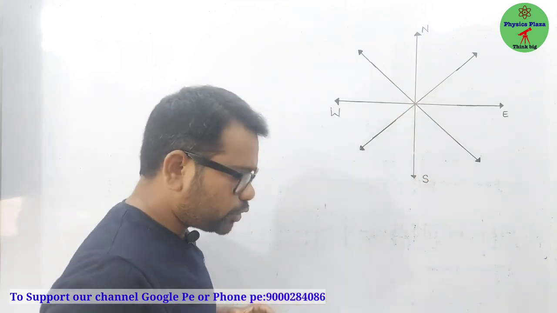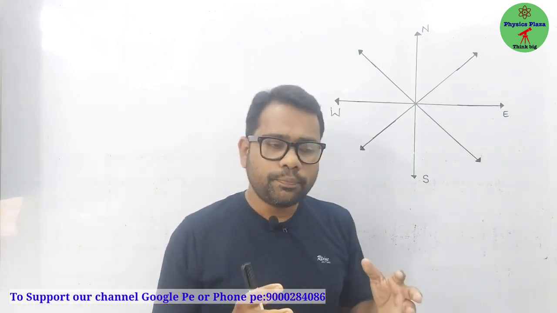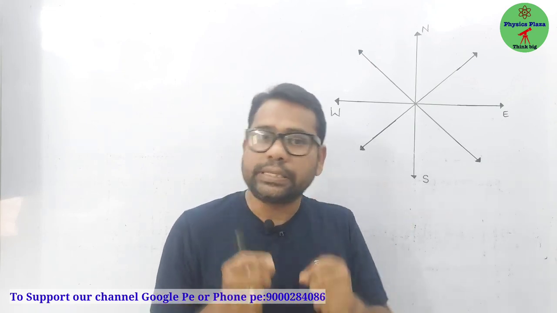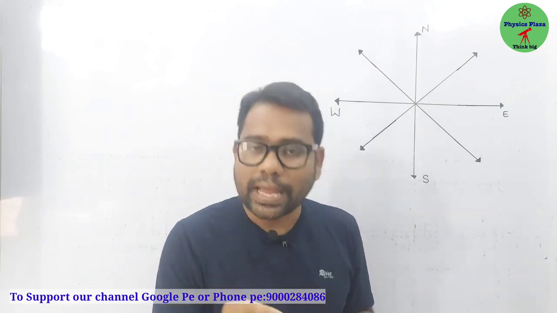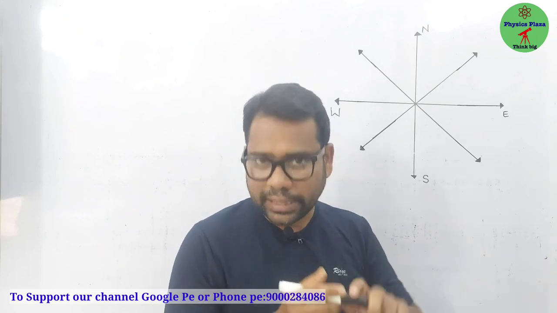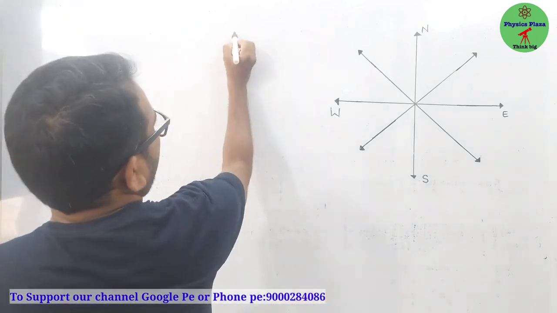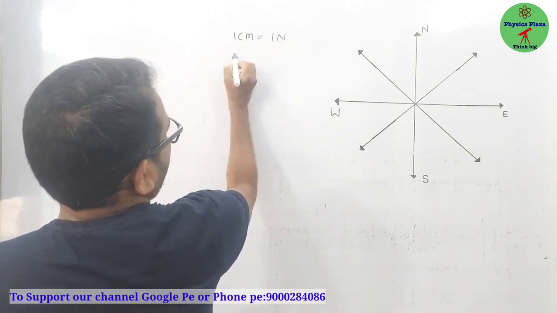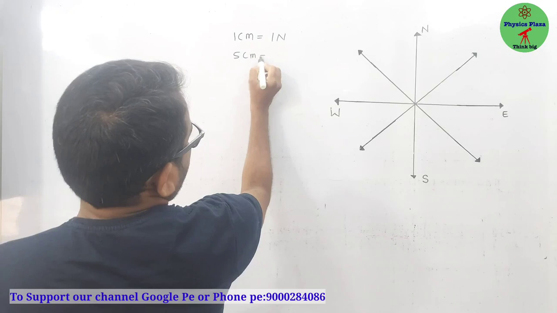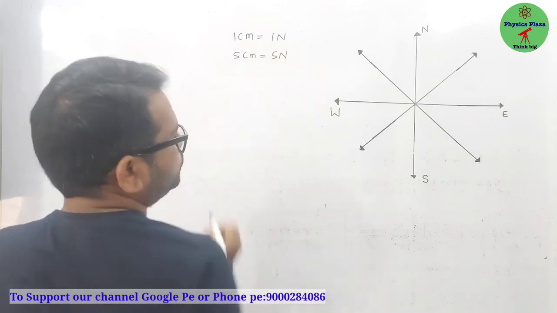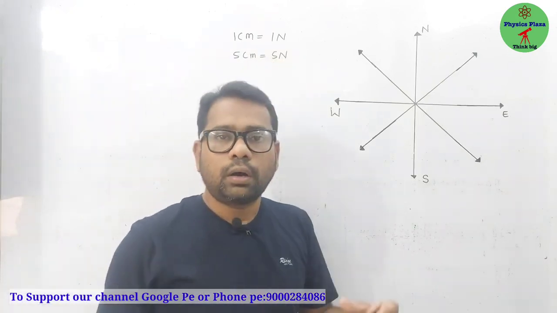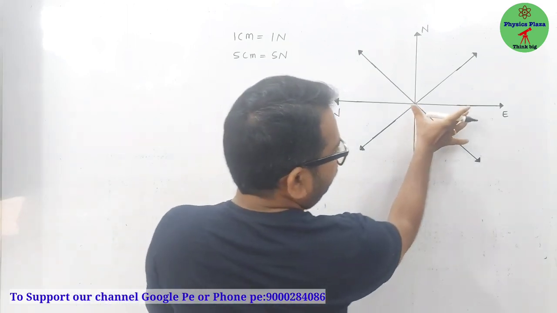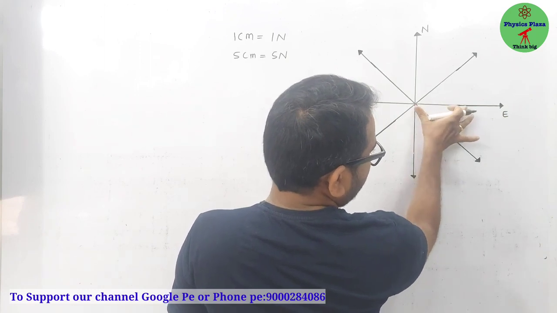So, children, whenever we are talking about any vector, suppose let us take a force. Suppose it is given that a 5 newton force is acting on a body in the east direction. So we will take a scale, right? Suppose 1 centimeter is 1 Newton, then 5 centimeters will be equal to 5 Newton. So when you want to draw a force vector with a magnitude of 5 newtons towards east, we will take 5 centimeters.